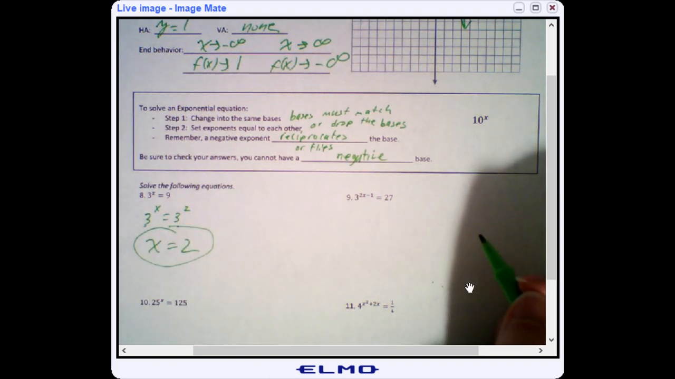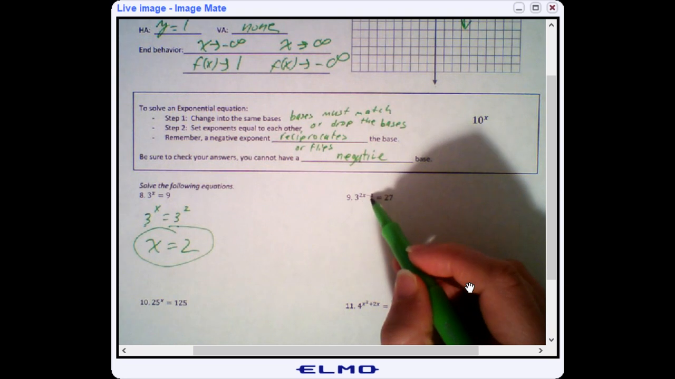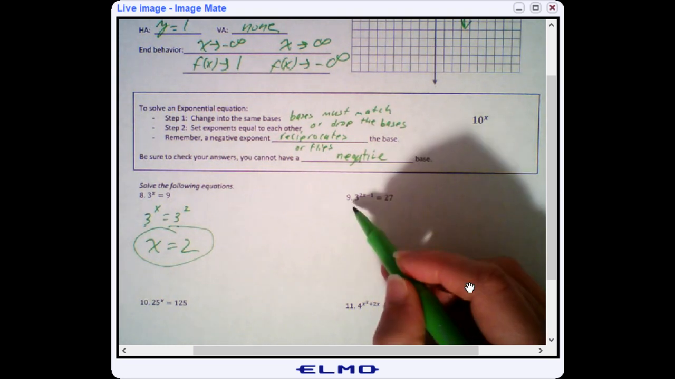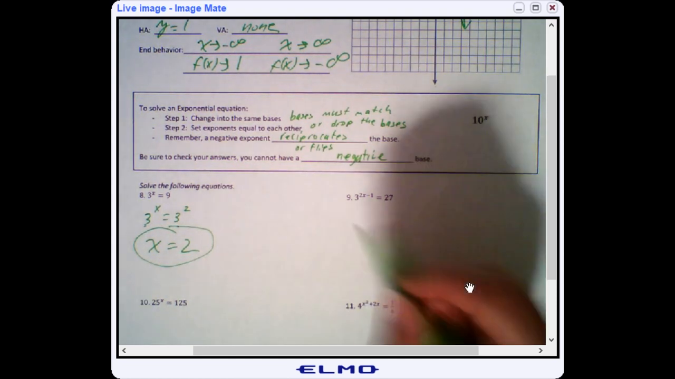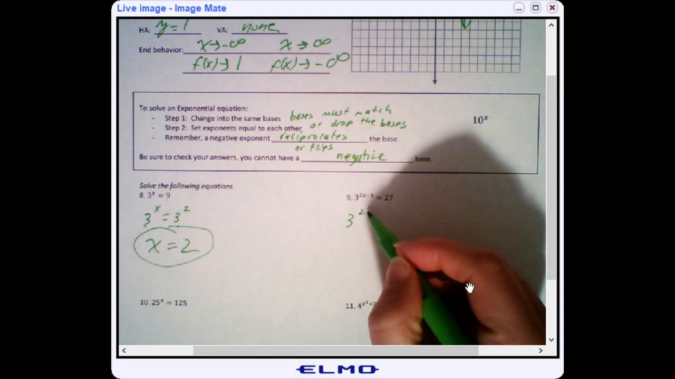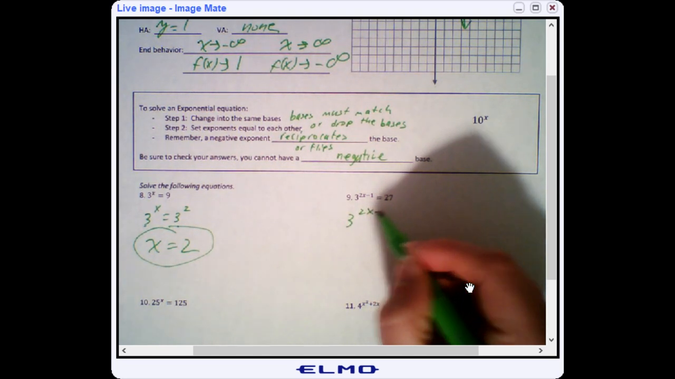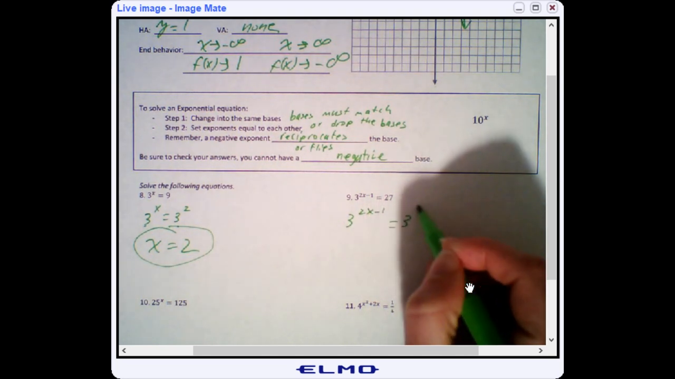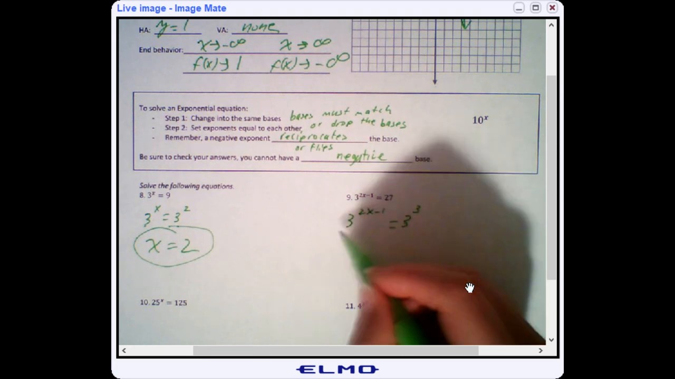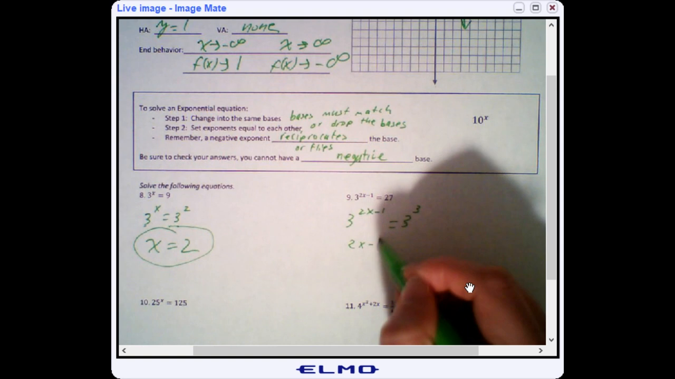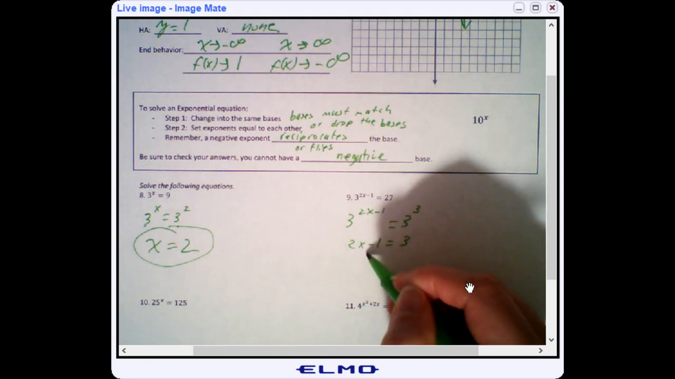For number 9, I have 3 to the power of 2x minus 1 equals 27. So again, I look at my smaller number and I ask myself, can I rewrite 27 as 3 to a power? I can. So I'm going to rewrite it as 3 to the power of 2x minus 1 equals, I know it's 3 cubed. 3 cubed is 27. Bases match, so I drop them. 2x minus 1 equals 3, and then I solve.